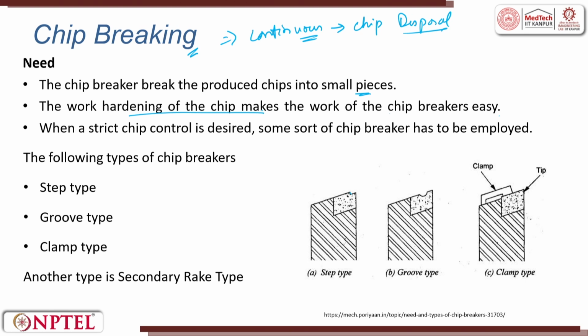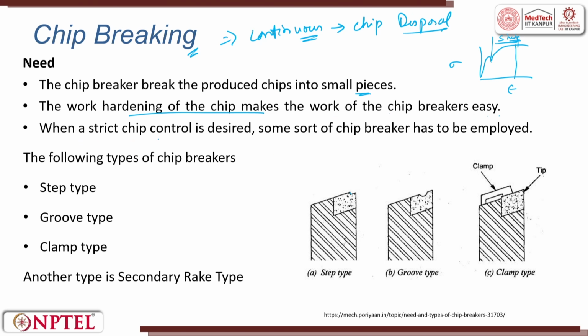Generally what happens, if you go back to the tensile testing, you see this phenomenon is called strain hardening. So, that is what we say: work hardening of the chip makes the work of the chip breaker easy.